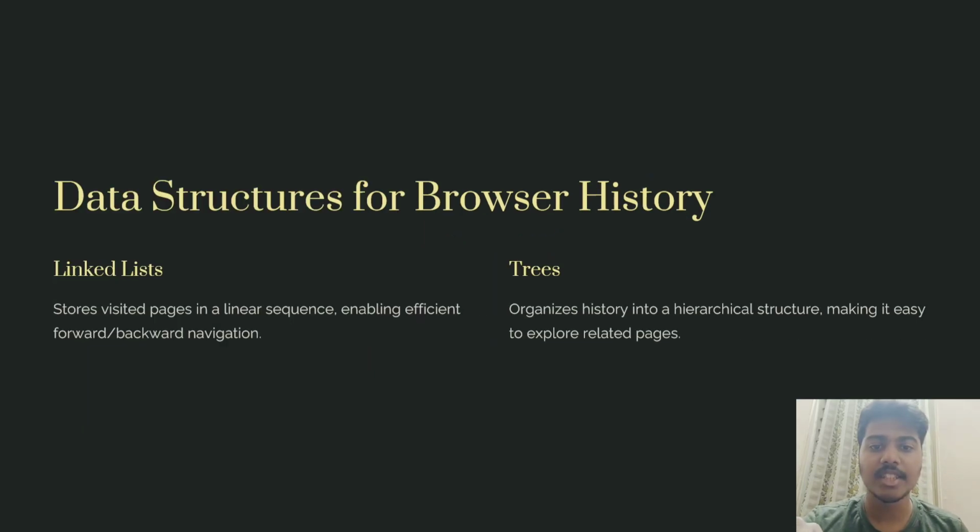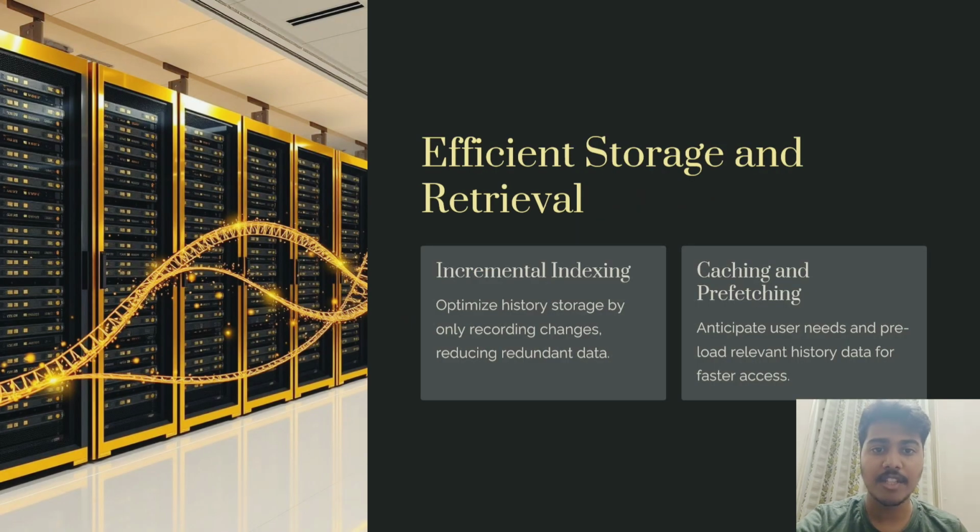Now we'll see data structures for browser history, which come under linked lists and trees. A linked list stores visited pages in a linear sequence, enabling efficient forward and backward navigation. Trees organize history into a hierarchical structure, making it easy to explore related pages.